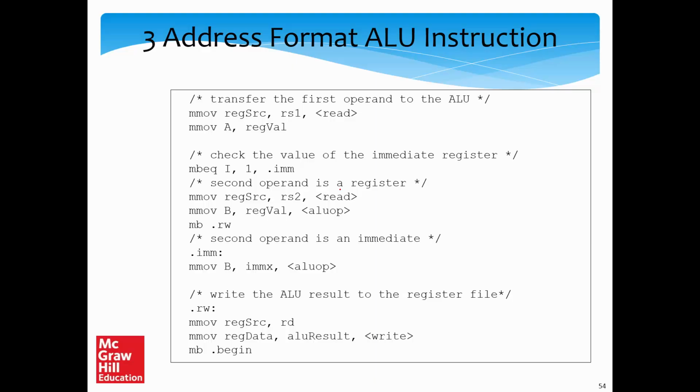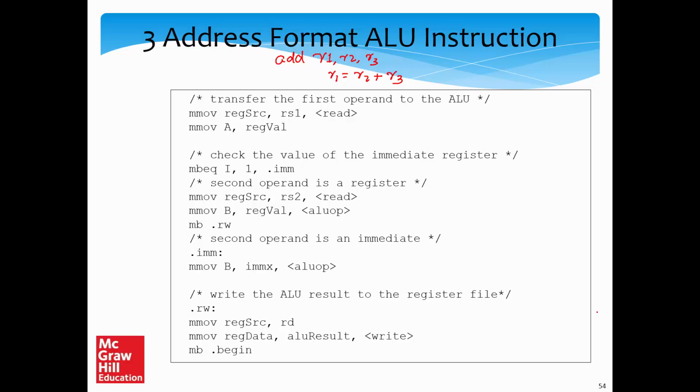So let's now look at the microcode of different high-level instructions. High-level meaning simple disk instructions. Let's first consider 3 address format ALU instructions, something of the form add R1, R2 and R3, where we actually do R1 is equal to R2 plus R3. So what we do is that we first read all the values, we transfer them to the ALU, and then we perform the ALU operation.